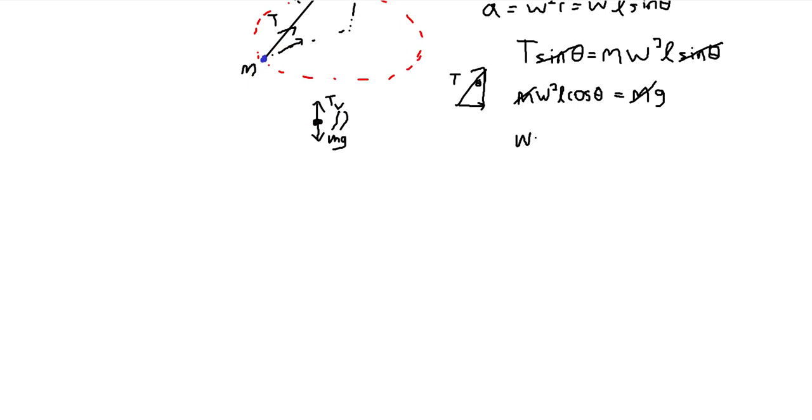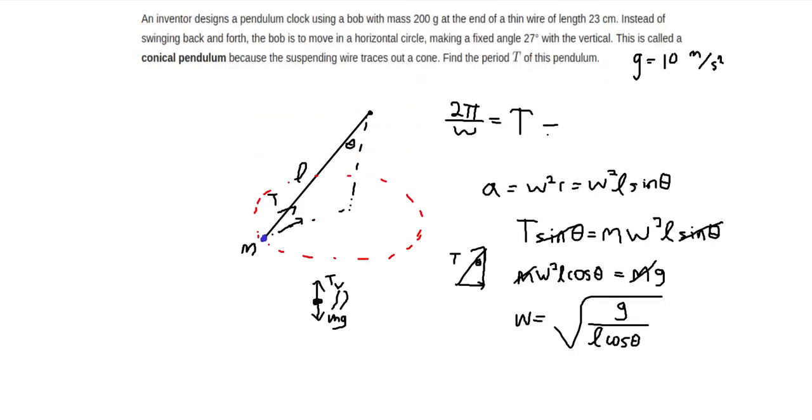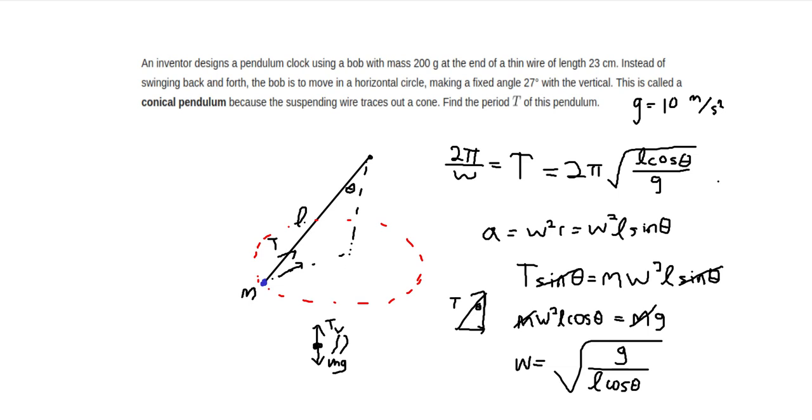So here we can solve just for omega, and we get omega is the square root of g over L cosine theta. And so now our period, which was 2 pi over omega, is just 2 pi times the square root of, sorry, we take the reciprocal, so L cosine theta over g. And this will be the time it takes in seconds for the mass to revolve once around this conical path.